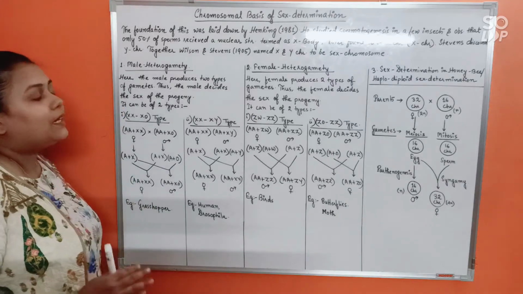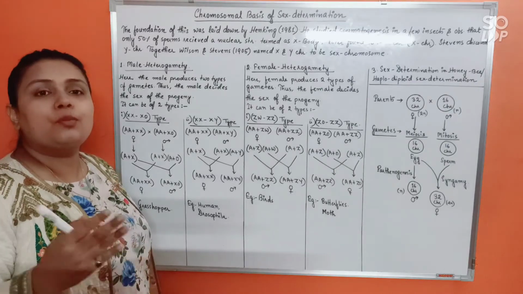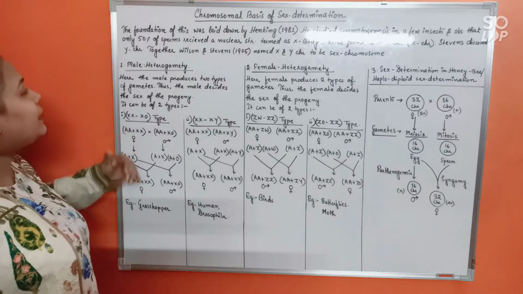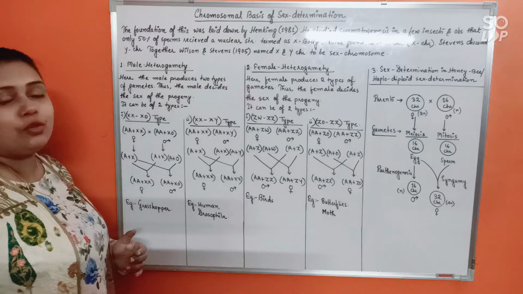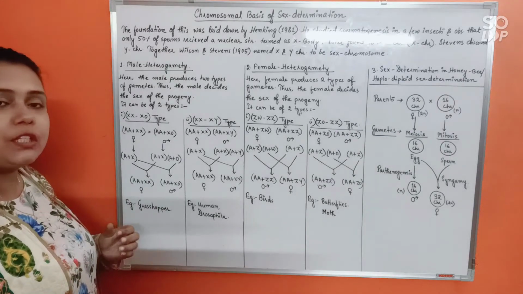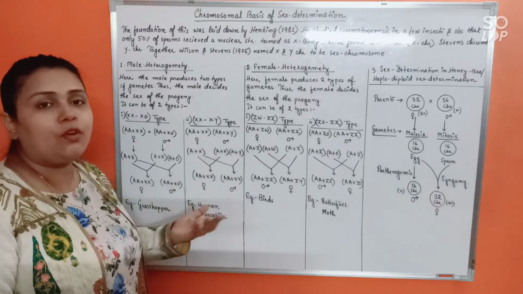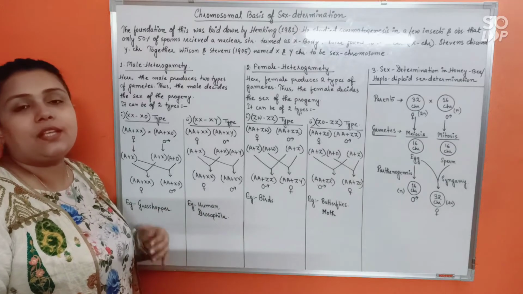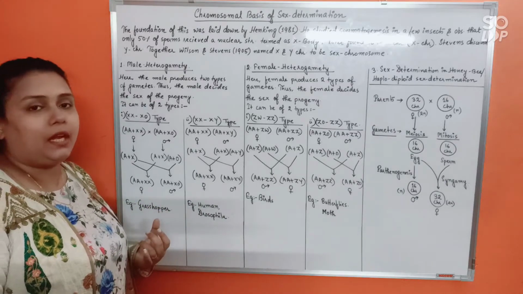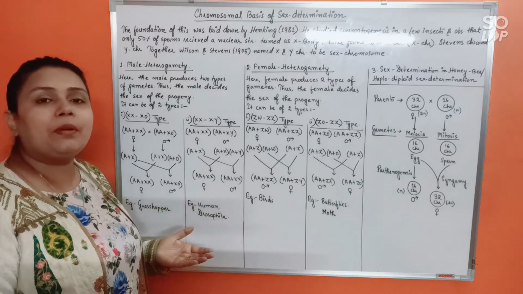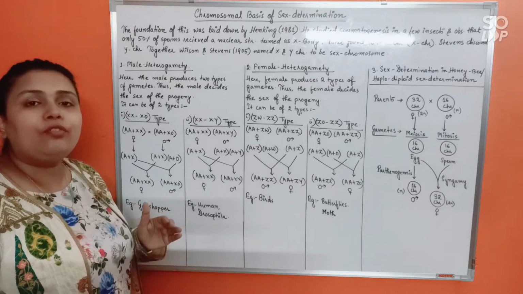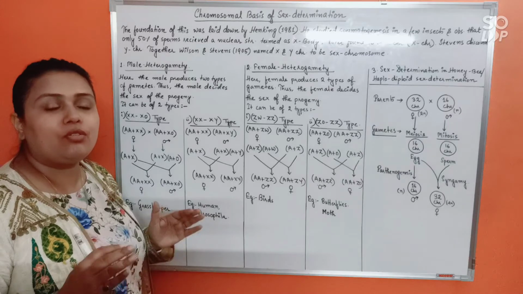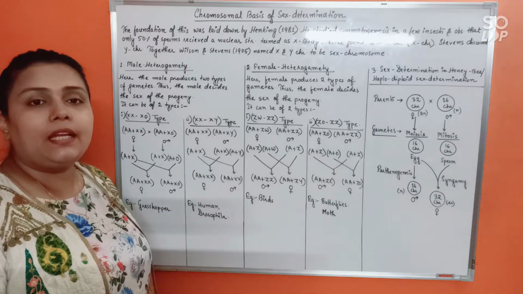Now let us see what the different types of chromosomal basis of sex determination are. First we are going to discuss male heterogamety. Male heterogamety means the males of the species will be producing two different types of gametes. So the sperms will be of two different types, hence the sex of the progeny will be decided by the male, not by the female, because the female will be producing only one type of egg. So the female is not going to make any decision regarding the sex of the progeny. It will be decided by the male.